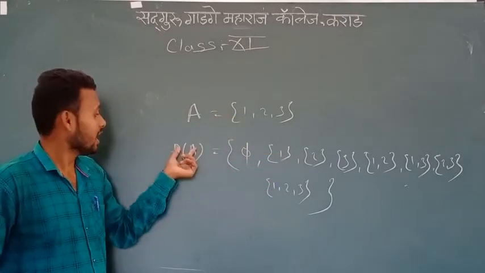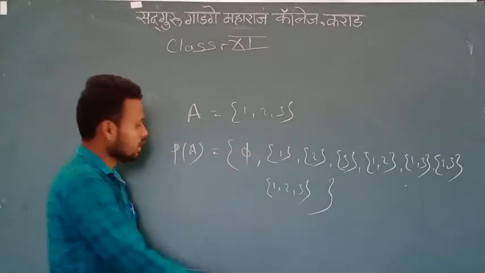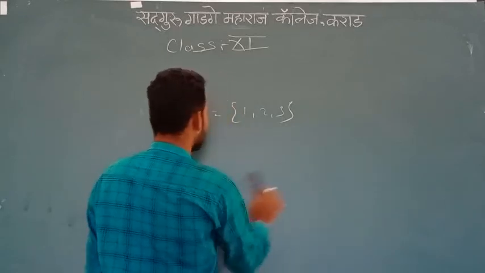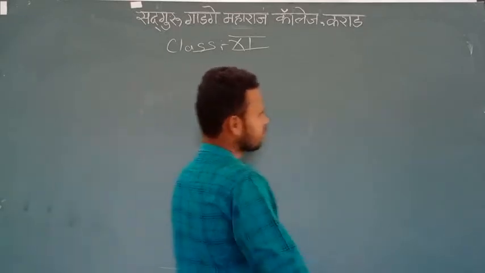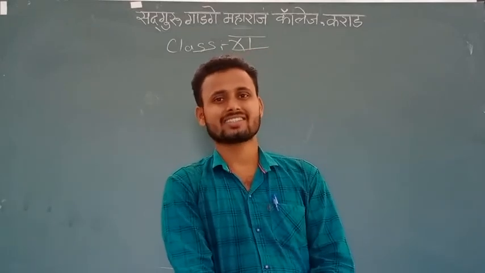Therefore we say that the collection is called the power set of A. We call it the power set of A. Now the next point: operations on sets.